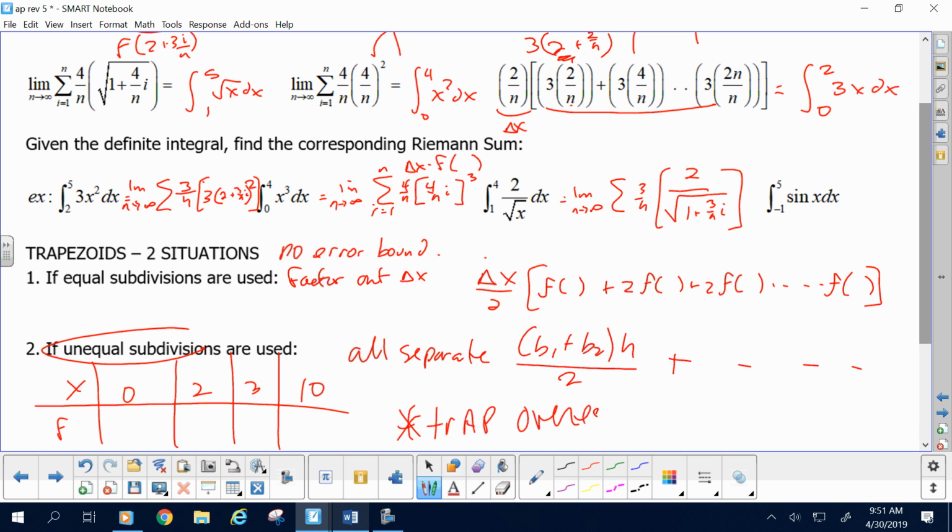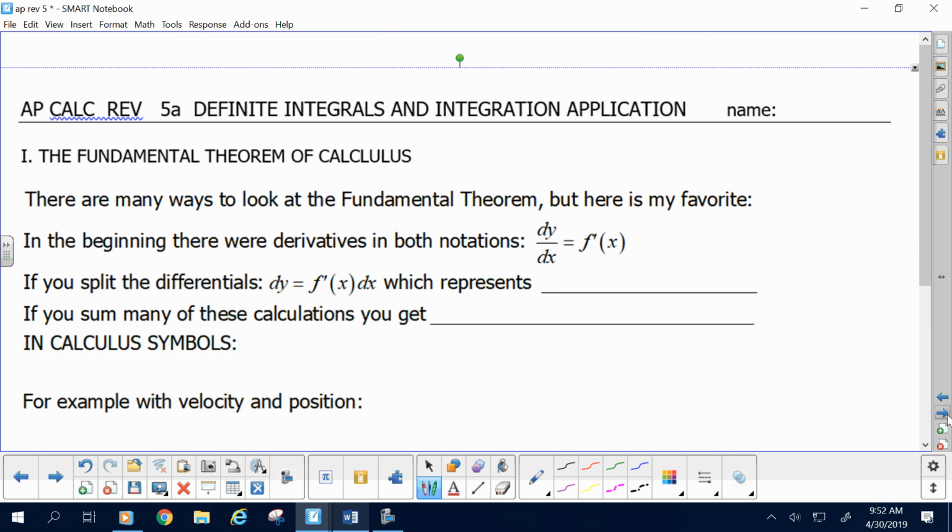Okay? All right. Also, trapezoids overestimate if what? If the curve is concave up. Right? Is that right? Draw a picture. Concave up. And that's different than rectangles, which is all about increasing or decreasing for left hand, right hand. Okay? I think that is good.